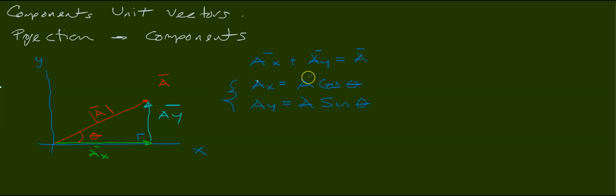Don't memorize this. These equations are only good when the angle is measured from the x-axis, right? If they give you theta like this, let's say this is theta prime, then this doesn't work. As you can see, theta prime will be here, and then they have to be reversed. AX will be A sine of theta prime, and AY will be A cosine of theta prime. So just be very careful with that. I'm going to erase this, and then we can continue.